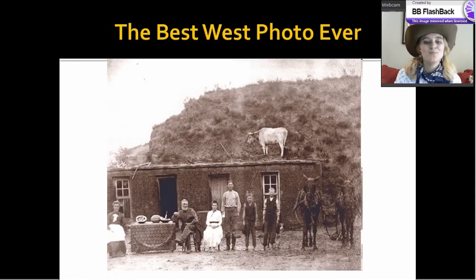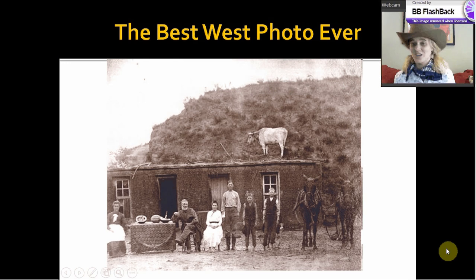So I want to wrap up by looking at what I feel like may be the best photograph of a Western family ever. So you can see in this picture, this is a dugout. You see how it's dug into the hill there, which is why the cow is standing on the roof. He's not really on the roof, he's on the hill. But still, your cow's munching on your roof there.